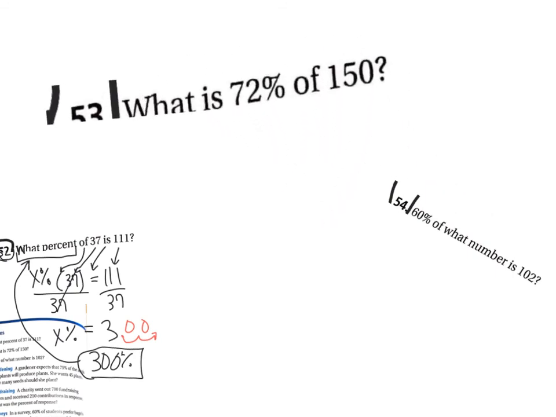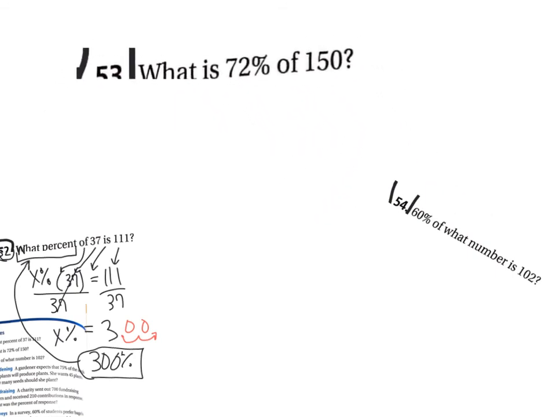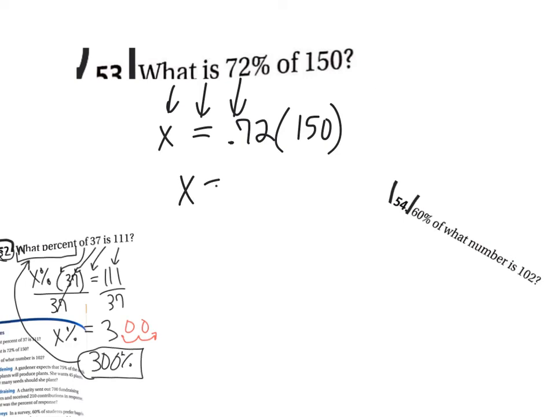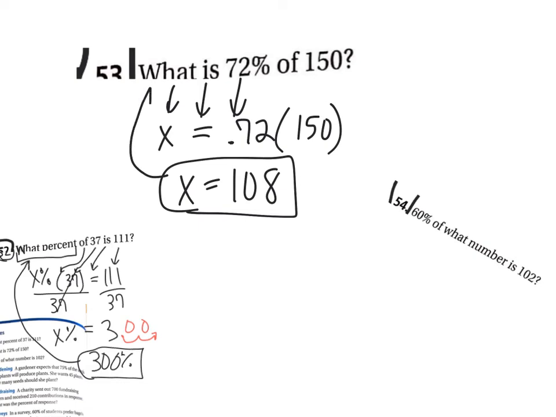If we look at number 53, what is 72% of 150? If you want to, you can say this is what we're trying to find. So x equals percent, we can change to a decimal. 72 hundredths of means times 150. In this case, the x is by itself, so it's just a matter of multiplying those two together. And that should come out as 108. And what that means, if you put this back in here, we're saying 108 is 72% of 150. Again, seems like a reasonable answer.